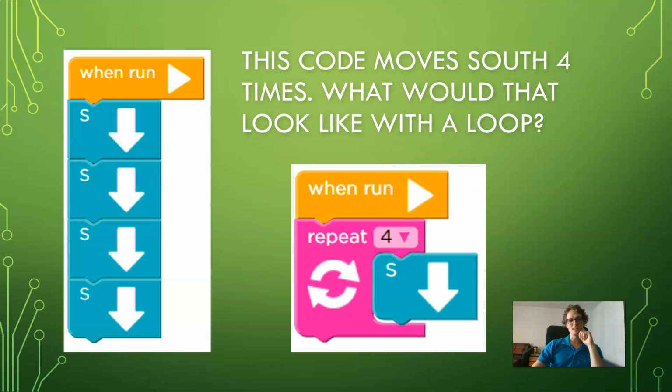It will look like this. It's almost the same, but instead of 4 blocks, we put 1 inside of a loop, and then tell the loop to repeat 4 times. So this means do this code 4 times. Okay? So each of these codes will do exactly the same thing. But this one uses 4 blocks, 1, 2, 3, 4. And this one uses 2. 1, 2, right? You have the repeat block and the south block. Let's look at another example.